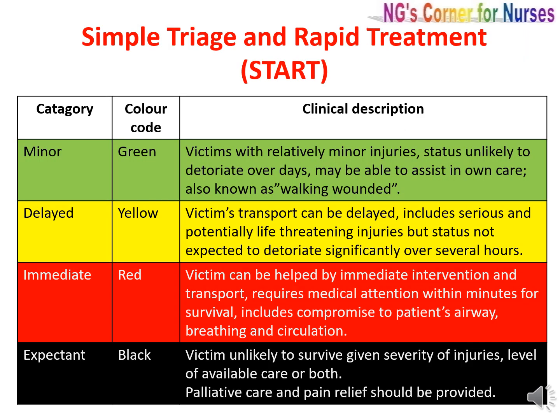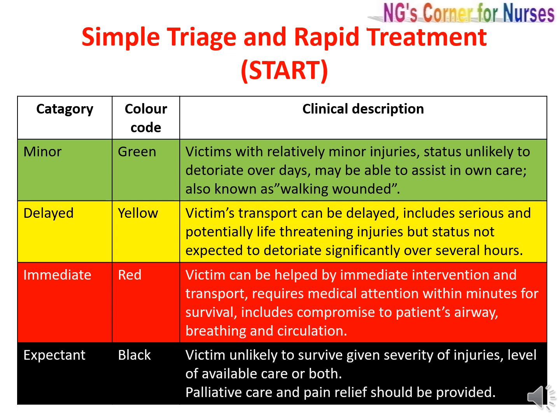In START triage, we can see there are 4 categories. First is minor. Minor is denoted by green color. Here the victims with relatively minor injuries, status unlikely to deteriorate over days, or may be able to assist in their own care, also known as the walking wounded. These patients come under this minor injury. Next is delayed. This is denoted by yellow color.